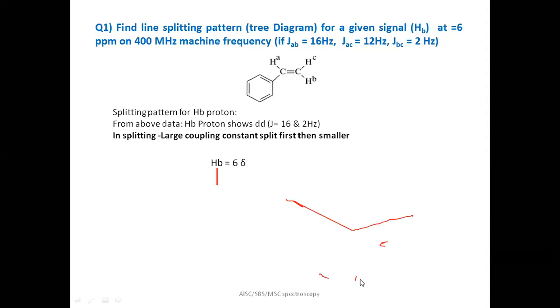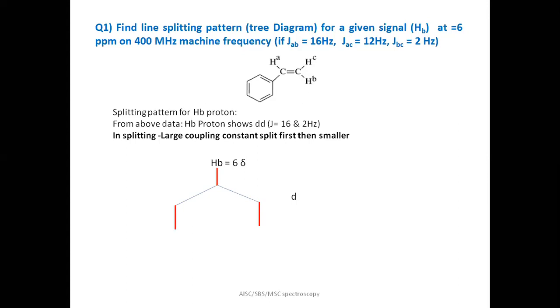So out of these two coupling constants, 16 and 2 hertz, which is the larger? 16 hertz, and the smaller is 2 hertz. So this HB gives a doublet of doublet. That means this HB line will split into a doublet. Doublet means how many lines? 2 lines. So that line of HB splits into two lines. It is shown like this. So it is a doublet and it is giving two lines.